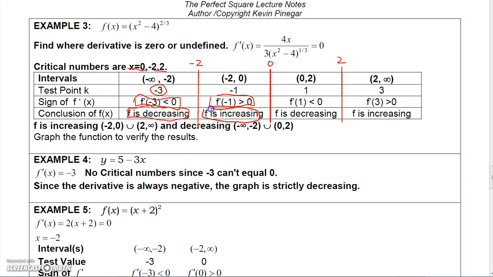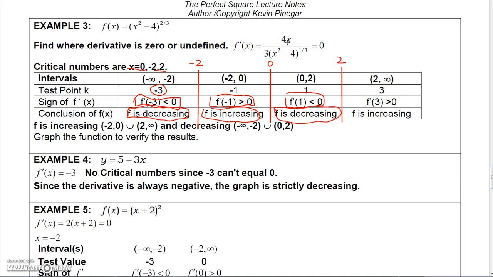And then on the next interval, plug 1 in, and I get a positive on top. 4 times 1 is positive. And if you plug 1 in here, you're still going to get a negative inside here, and the cube root of a negative is negative. So positive over negative is negative, so the derivative is negative on this interval, and so the function must be decreasing.